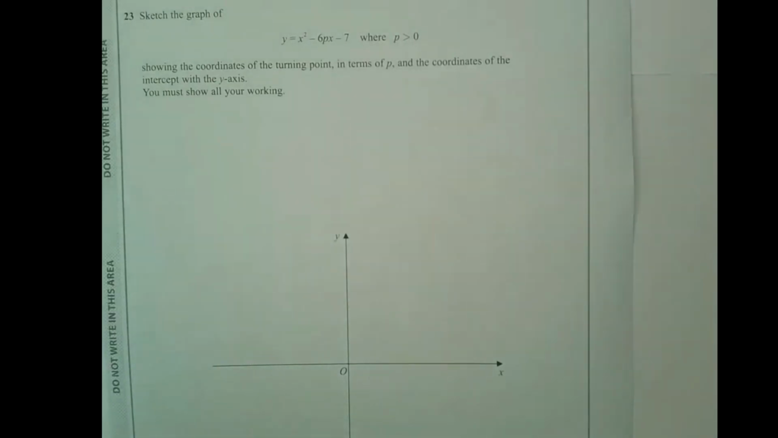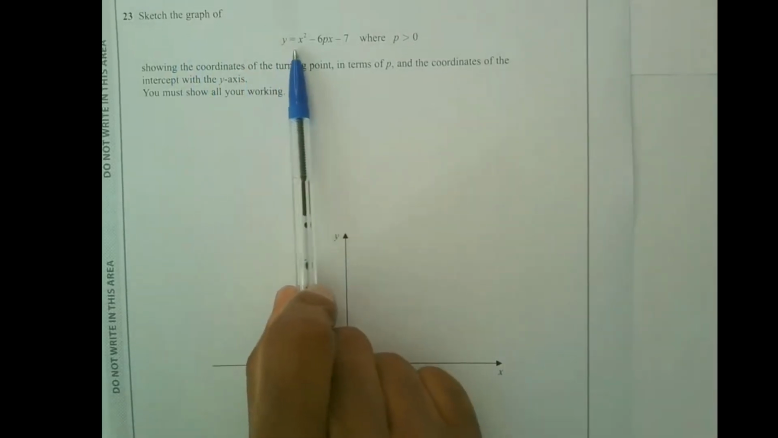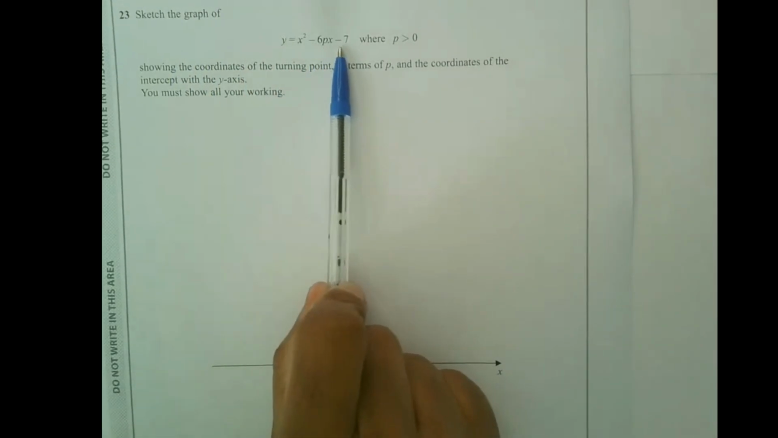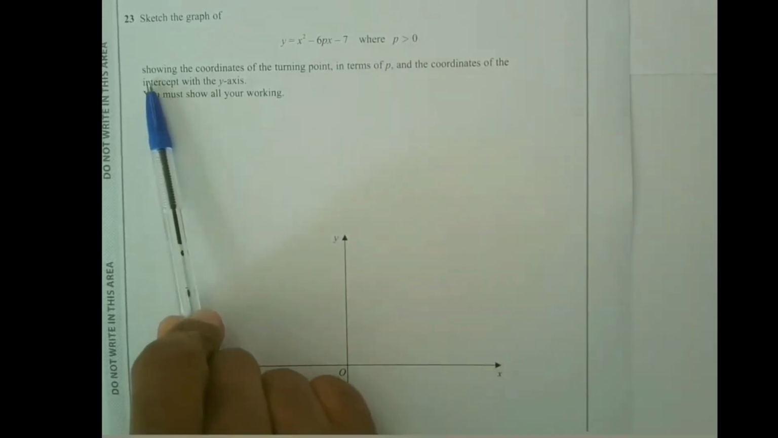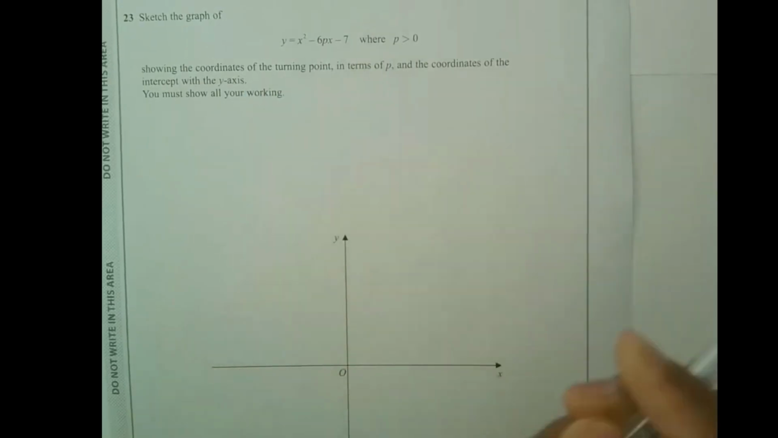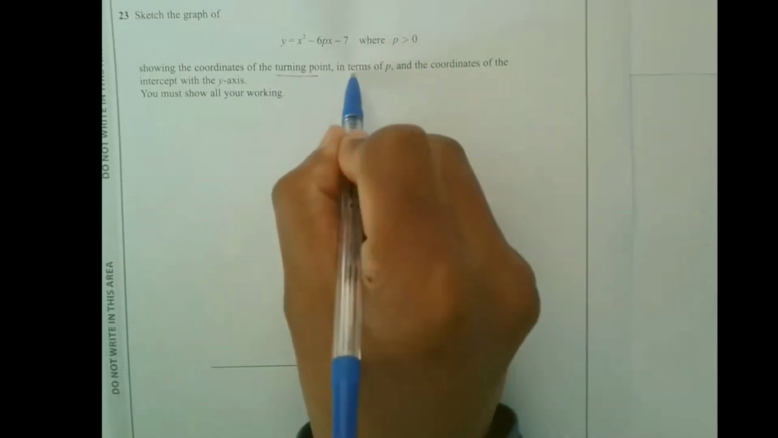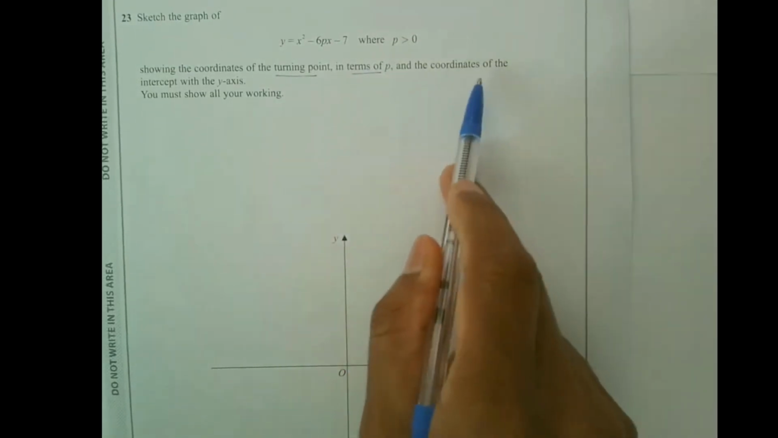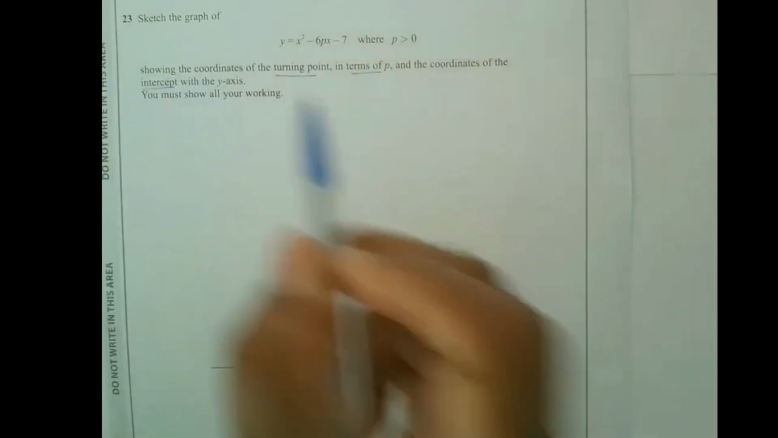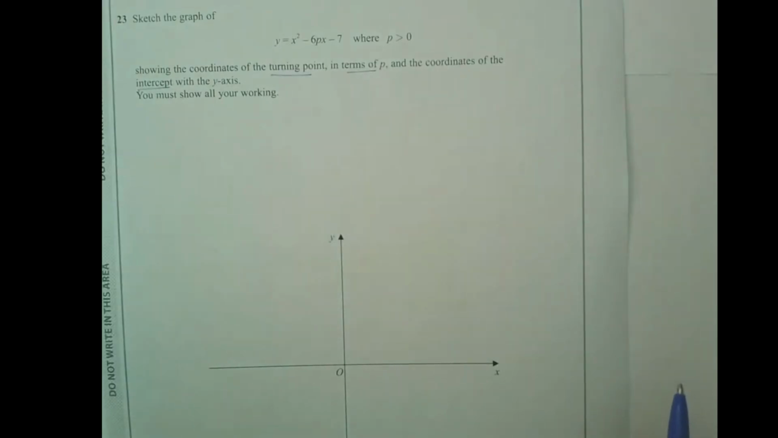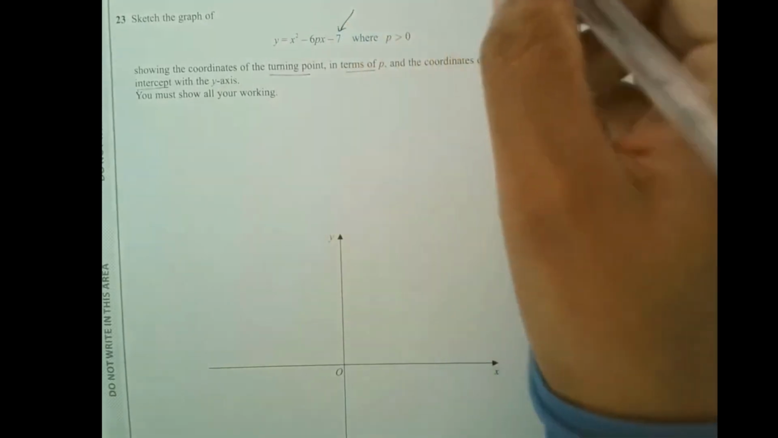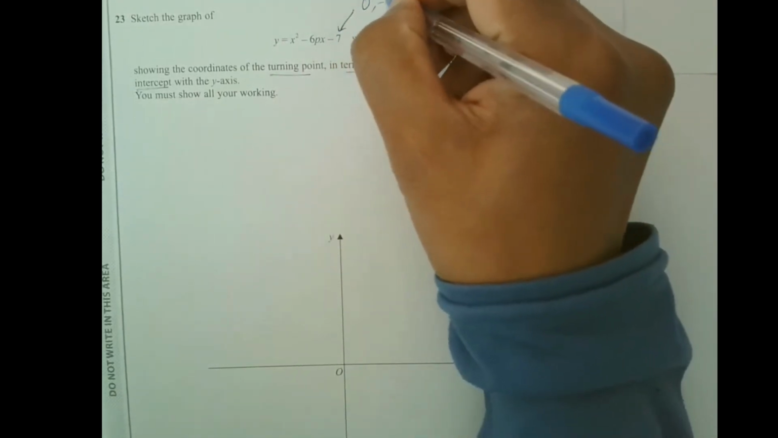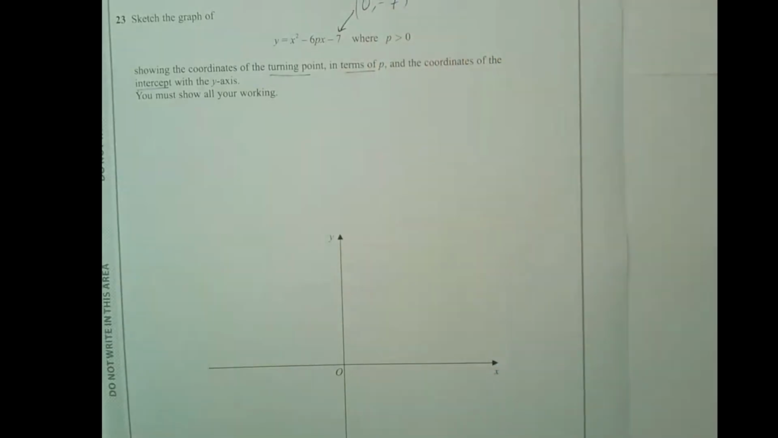Okay, so let's look at this question. Sketch the graph of y equals x squared take away 6px take away 7, where p is greater than 0. Showing the coordinates of the turning point in terms of p, and the coordinates of the intercept. Those are the two things we need to do. We've seen from the last question that this is our y-intercept, 0, minus 7. That's going to be quite straightforward.